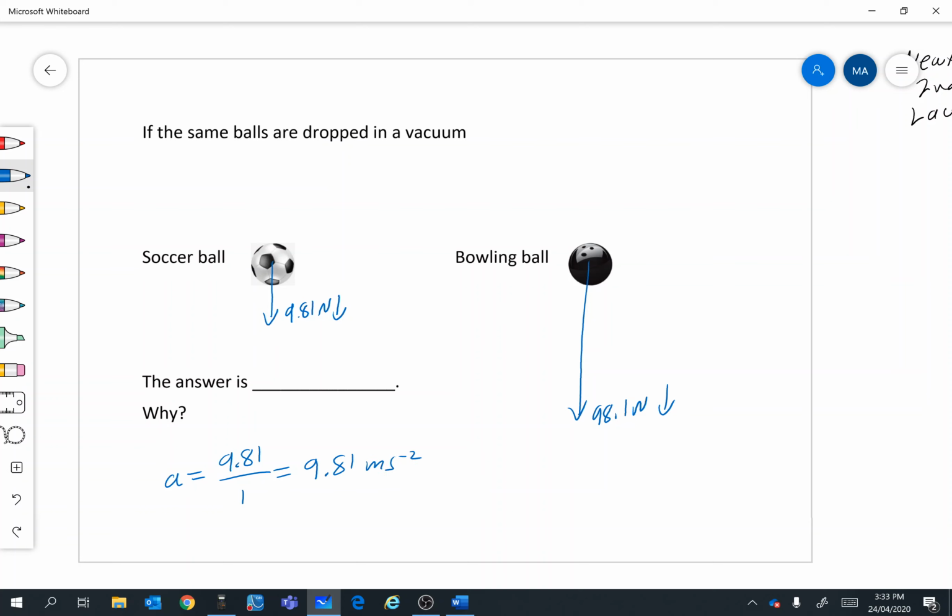So you can see now that when there's no air resistance, the soccer ball is just accelerating towards Earth at 9.81 meters per second per second. For the bowling ball, the acceleration, 98.1 over 10, gives the same, 9.81 meters per second squared downwards. So when there's no air resistance, we demonstrate that the acceleration of each object is the same, and just acceleration due to gravity, 9.81 meters per second per second.